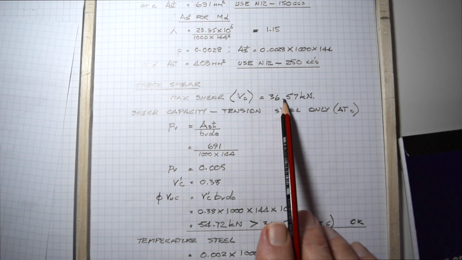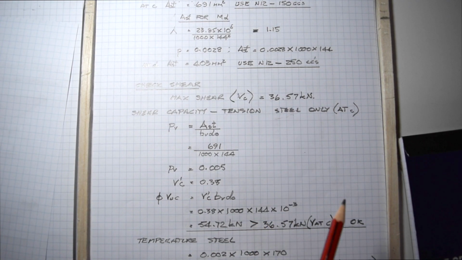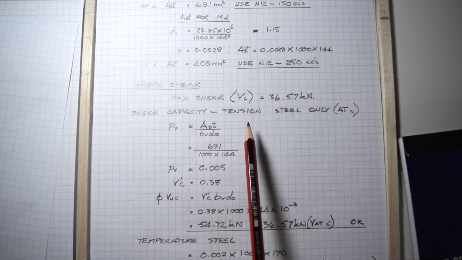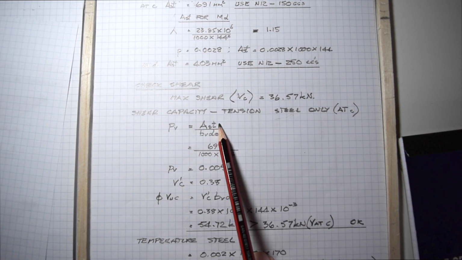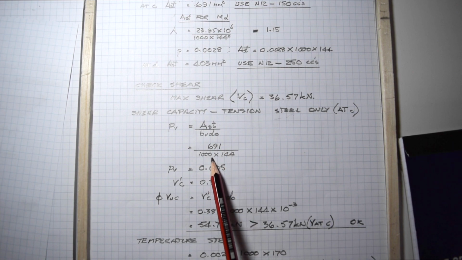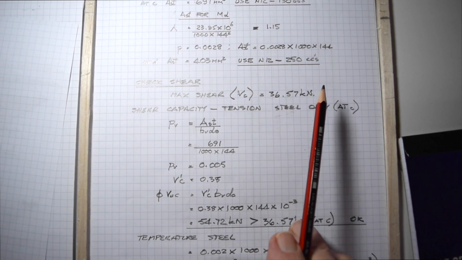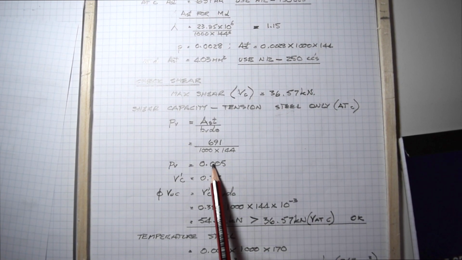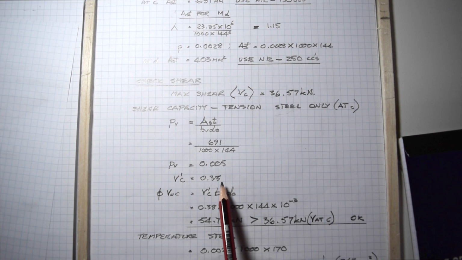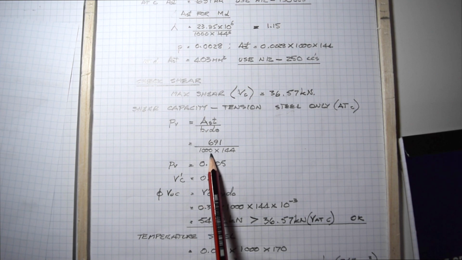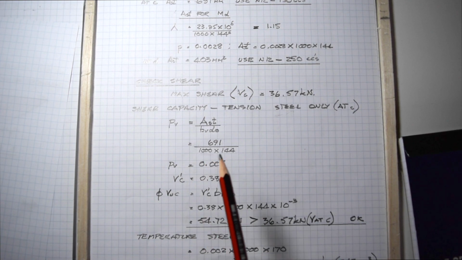The total load 36.57. VC, so the shear capacity using tension steel only. Your area of steel at C is 691 divided by BVDO. And again, we've done this in the shear calcs. If you look back earlier in your lecture today, you'll find this computation. But if you look back at the shear that we did in beams, it's essentially the same, except that the breadth for a slab we take as unity, 1 meter.